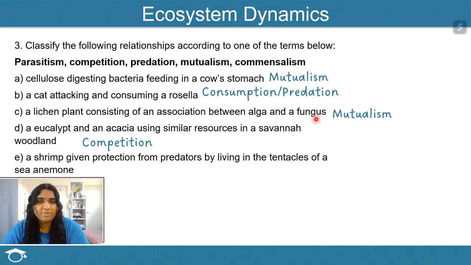A shrimp given protection from predators by living in the tentacles of a sea anemone. Here, the shrimp is benefiting from the sea anemone because it's being given protection, but the anemone isn't really receiving anything back from the shrimp, but it's also not harmed. So this is commensalism as our relationship.